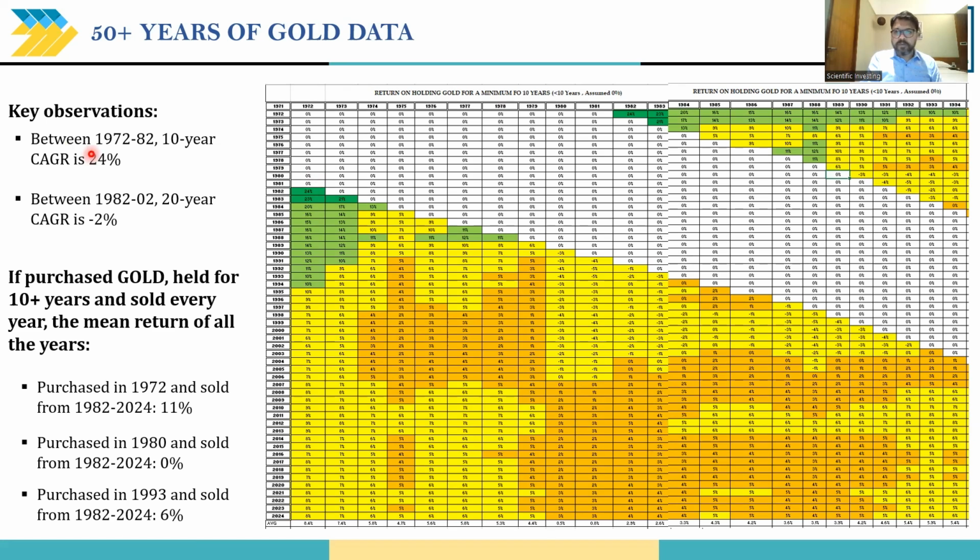So what is to be observed out of all of this data? I will tell you the insight. Between 1972 to 1982, the 10-year CAGR of gold was 24%. But from 1982 to 2002, the CAGR of gold was minus 2%. For 20 years, gold gave minus 2% return. And that is why I said gold long can be really, really longer.